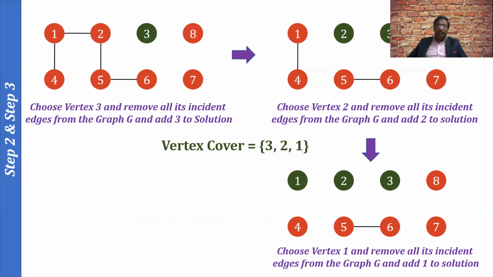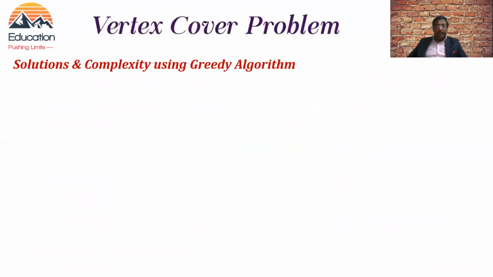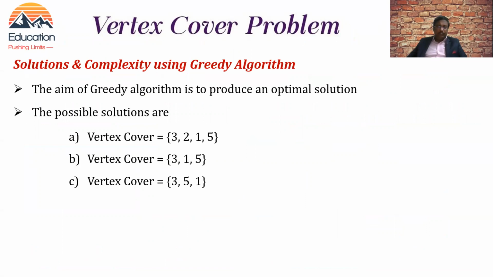And finally, what is left is either 5 or 6. I am going to choose 5 here, and include 5 in the solution. So 3, 2, 1 and 5. This is the solution, one of the feasible solutions obtained using the greedy method. But in the greedy method, we have to find the optimal solution. The aim of the greedy algorithm is to produce an optimal solution. So of the possible solutions, we have 3 solutions here, out of which either B or C can be the optimal solution.